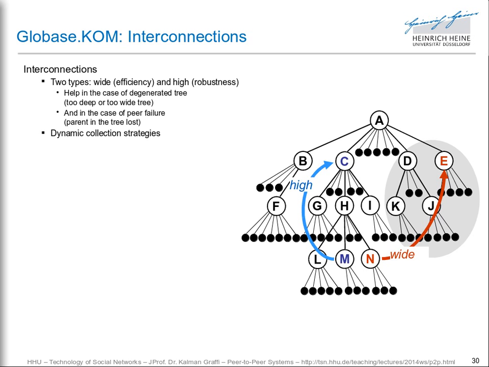The other interconnections are the wide interconnections. These are for efficiency, and they help in case of degenerated trees to route to a peer faster. Yes, the purpose is failure recovery for the high interconnections and a more efficient search for the wide interconnections. And theoretically, the idea is to transform the tree structure to an extended graph.